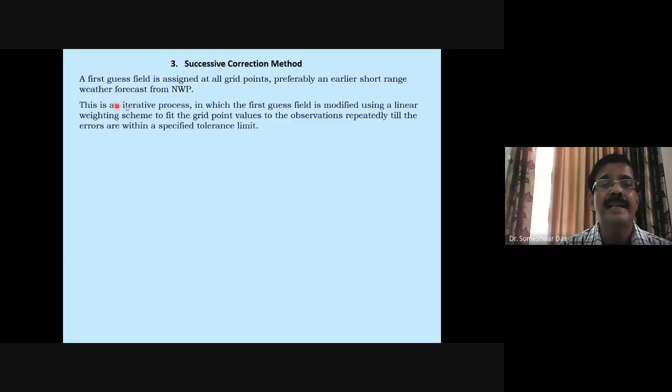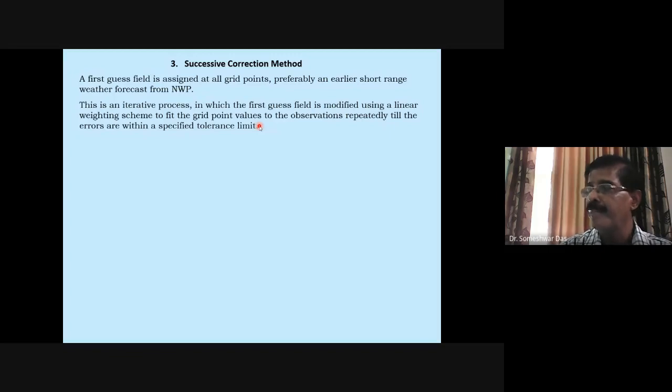This is an iterative process in which the first guess will be modified using a linear weighting scheme to fit the grid point values to the observations repeatedly, till the errors are within a specified tolerance limit. We define the errors as the difference between analysis and observation, which should be minimized.